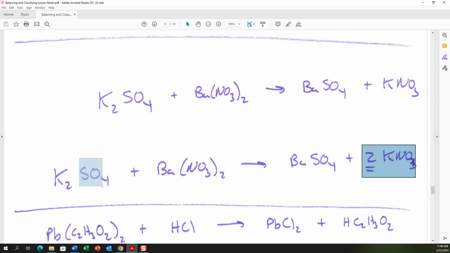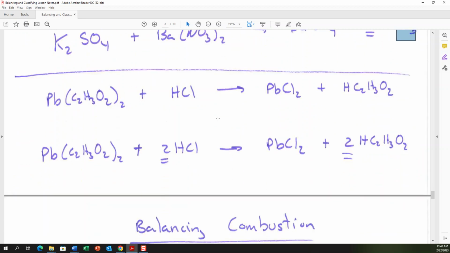Now let's go to sulfate. I have 1 sulfate, 1 sulfate. I don't have to adjust anything. 1 barium, 1 barium. I don't have to adjust anything. 2 nitrates, and because I put that 2 there, 2 nitrates. So the nitrate's balanced.